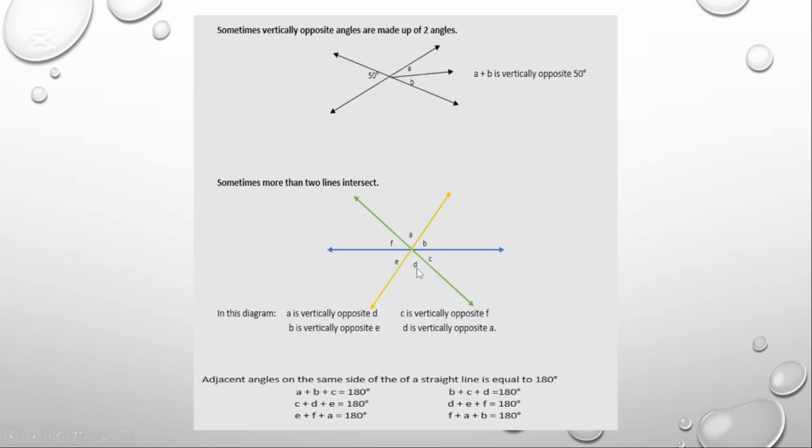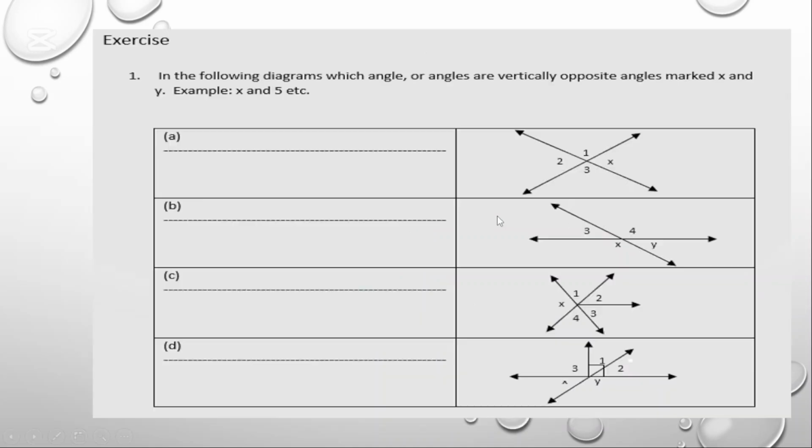Then we have D, E, and F. All three below the green line. D plus E plus F. They add up to 180. And lastly, we have F plus A plus B. All three above the blue line. Right? They add up to 180.